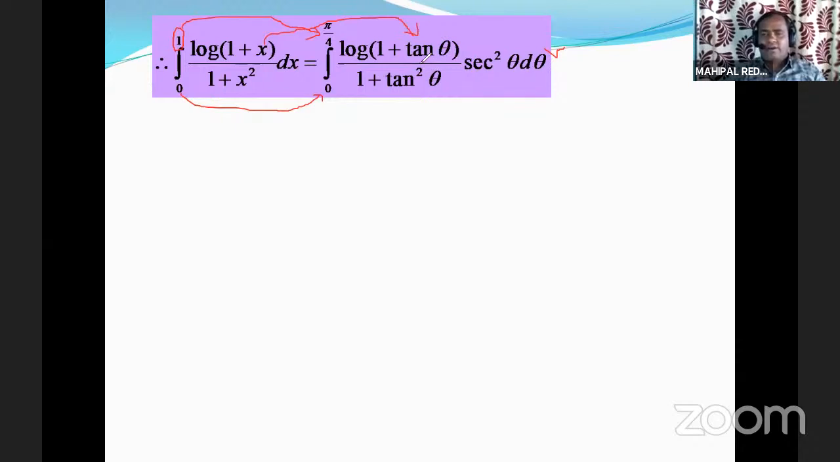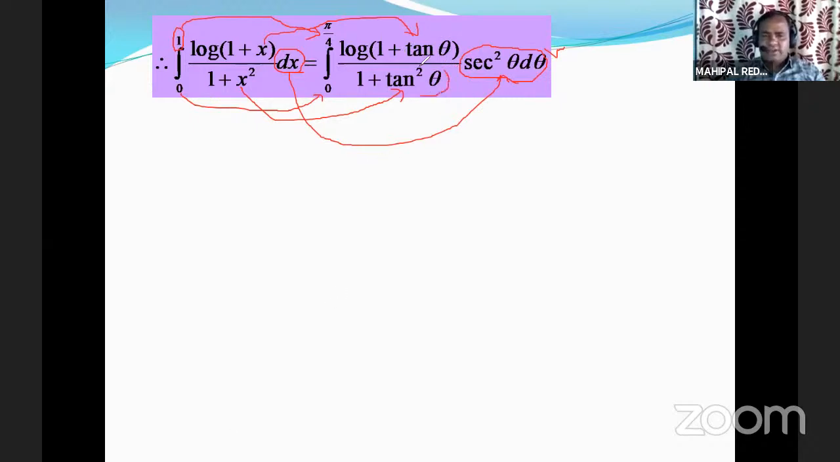So log of 1 plus tan theta by 1 plus x square is again 1 plus tan square theta, because for x we choose tan theta. When we differentiate on both sides, we get dx equals sec square theta d theta. That means it is now transformed into integration 0 to pi by 4 log of 1 plus tan theta by 1 plus tan square theta into sec square theta d theta.